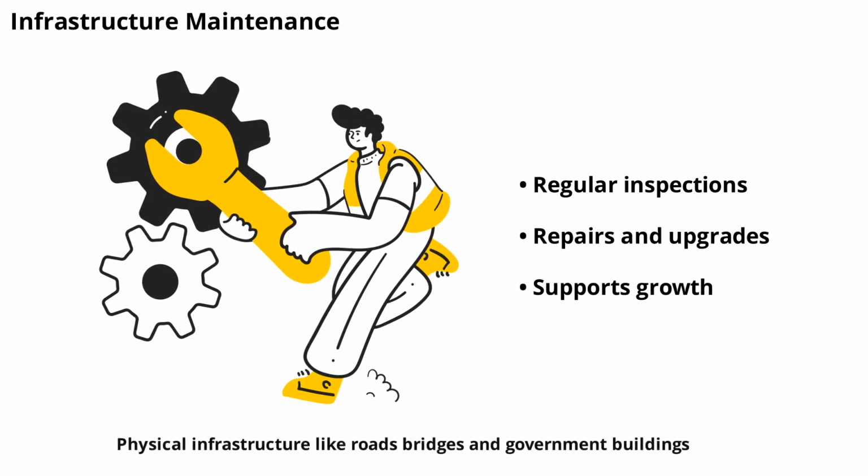Physical infrastructure, like roads, bridges, and government buildings, requires regular maintenance. Governments must inspect, repair, and upgrade these assets to ensure safety and efficiency. Investing in infrastructure maintenance supports economic growth and public well-being, making it a key part of system upkeep.